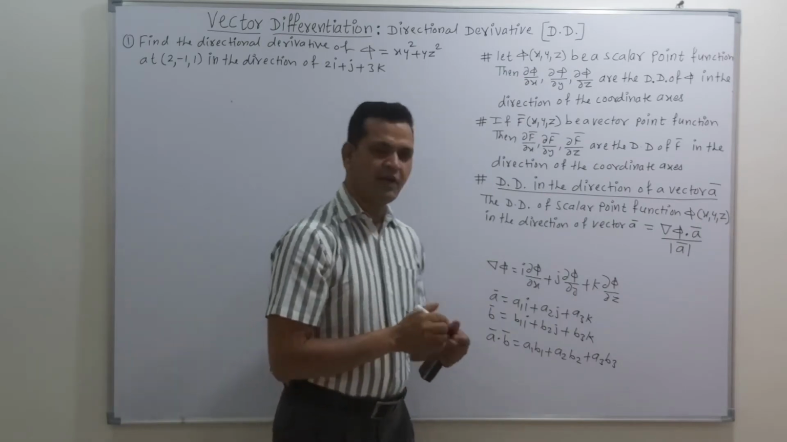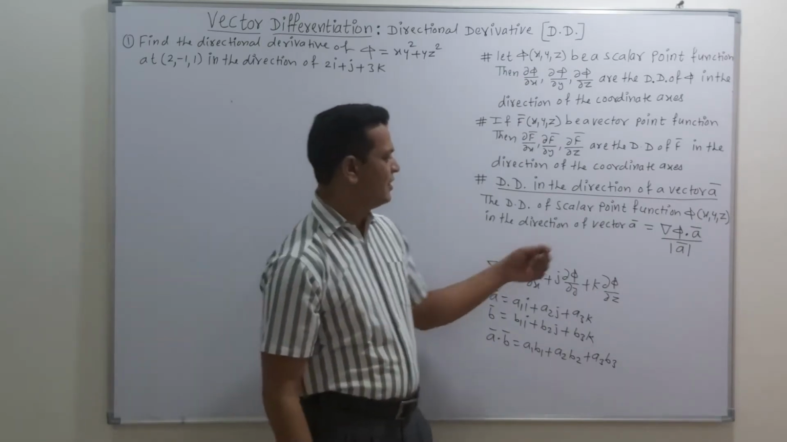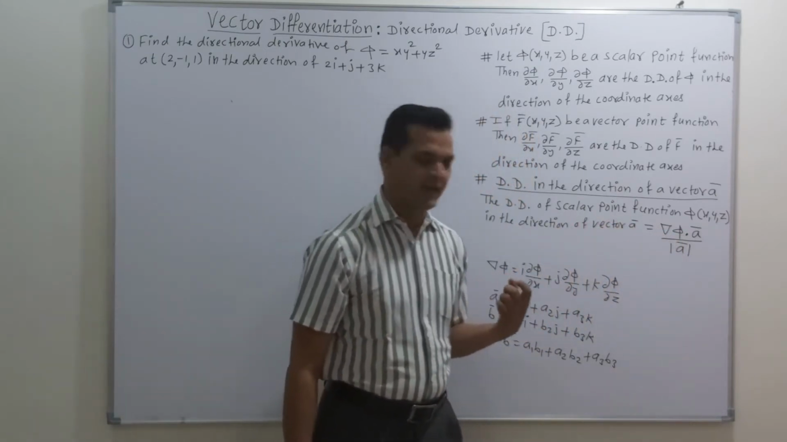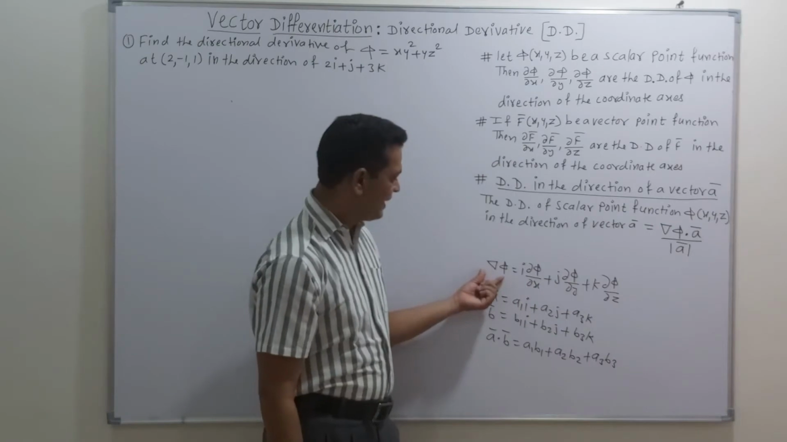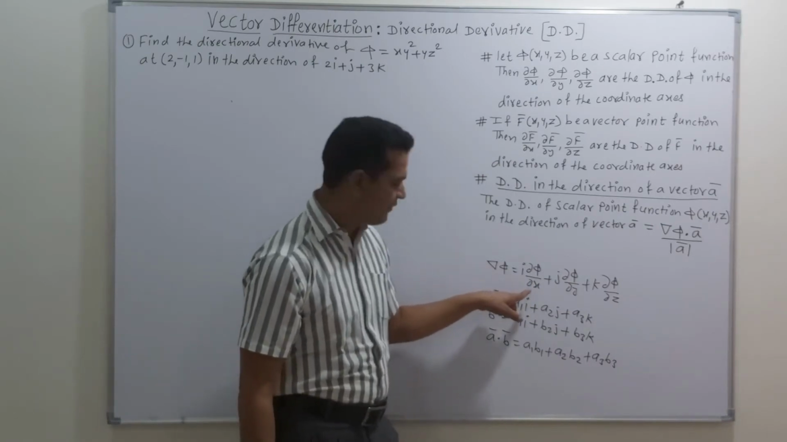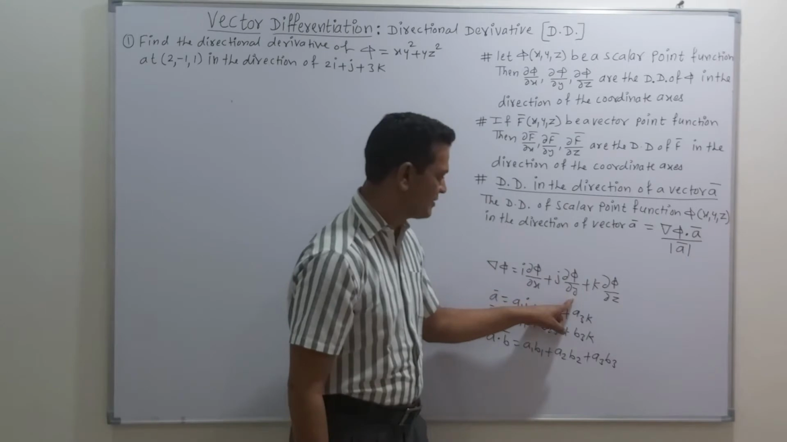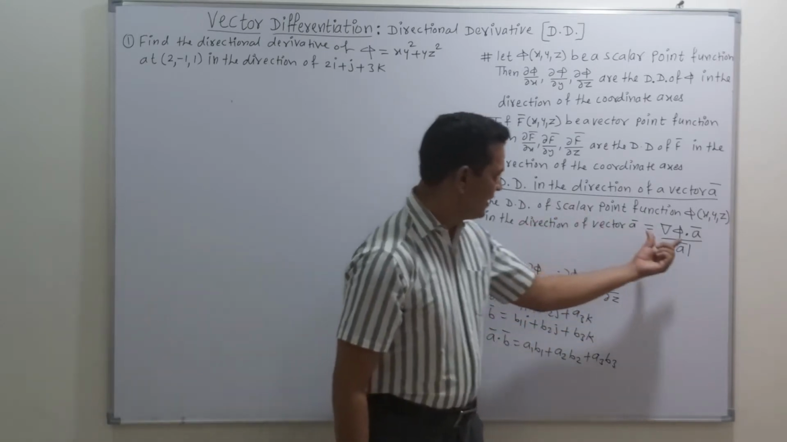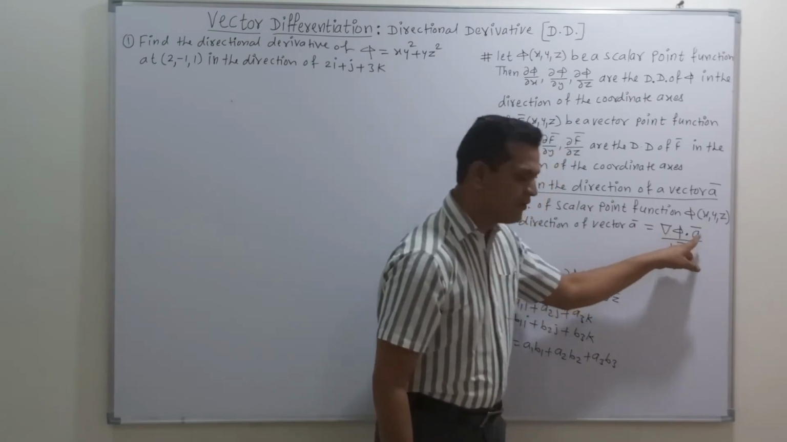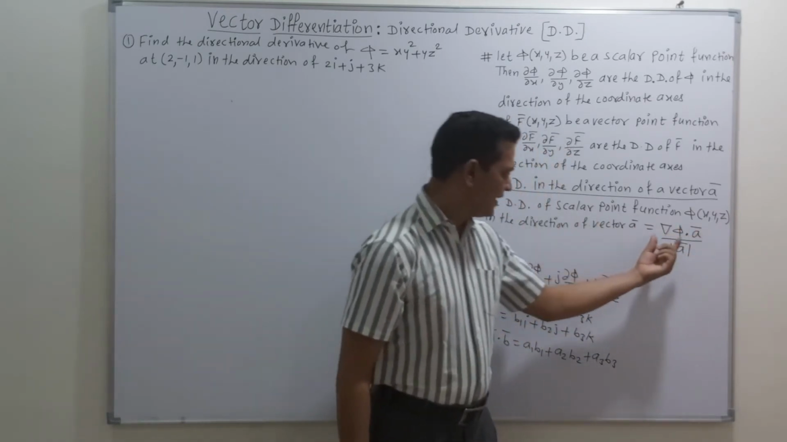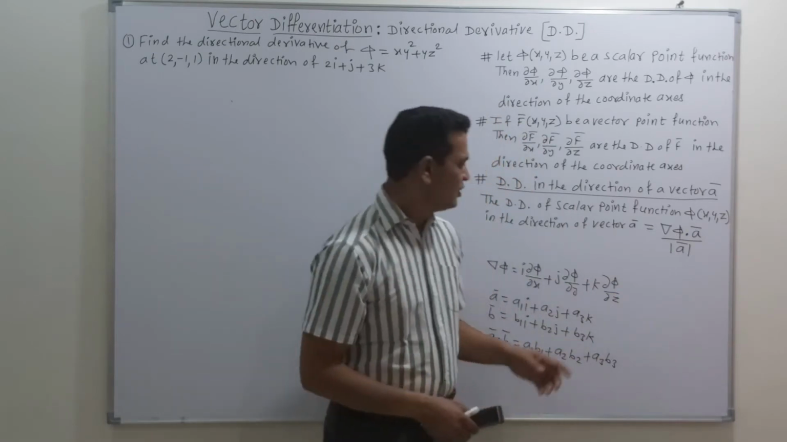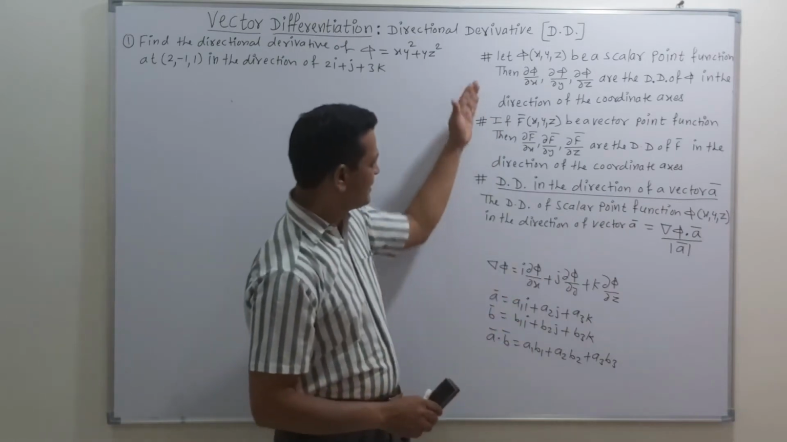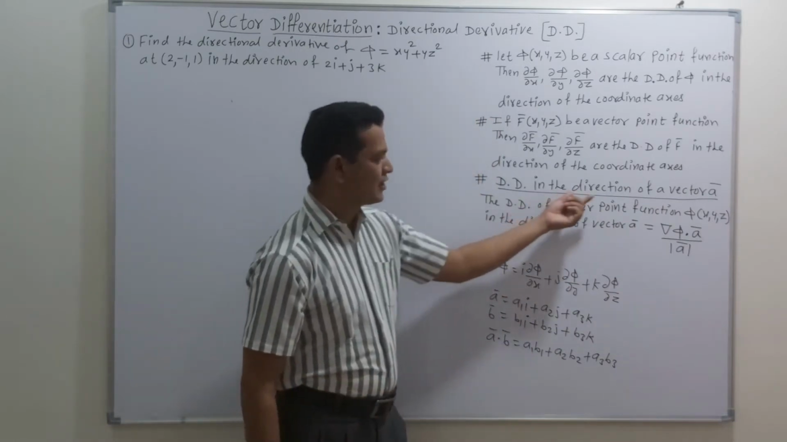Now friends, while solving the example based on this formula, first find the value of del phi. Del phi stands for the gradient of phi, which is defined as del phi equals i times the partial derivative of phi with respect to x, plus j times the partial derivative of phi with respect to y, plus k times the partial derivative of phi with respect to z. Then take the dot product of this del phi with vector A bar, then divide this dot product by the magnitude of A bar, and we get the directional derivative in the direction of vector A bar. This is the theory part related to the directional derivative in the direction of A bar.